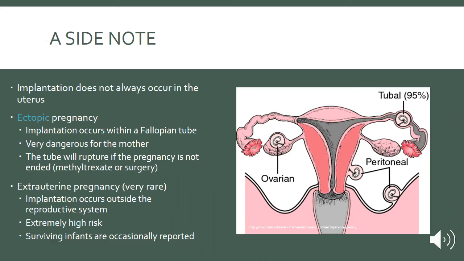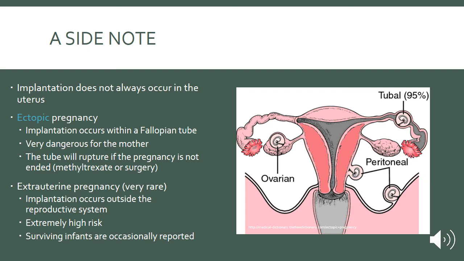Now it's interesting to note that implantation almost always occurs in the uterus, but not always. And when it doesn't occur in the uterus, it causes a serious problem for the mother and for the baby. So in an ectopic pregnancy, the blastocyst implants within a fallopian tube. That's really very dangerous for the mother because the embryo will very quickly grow to a point where it can no longer be contained within the fallopian tube, and the fallopian tube will rupture if the pregnancy isn't ended before that.